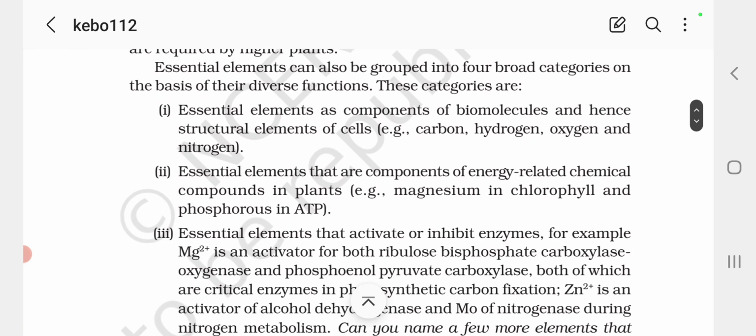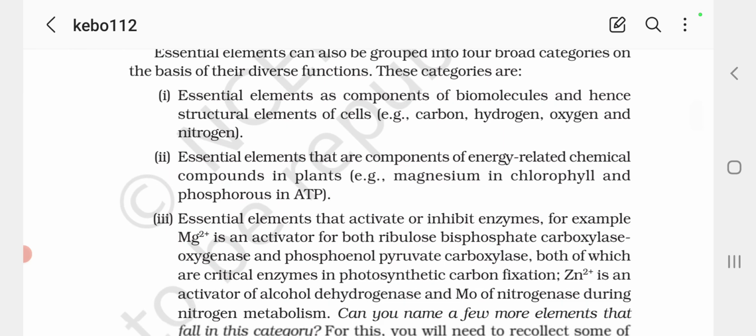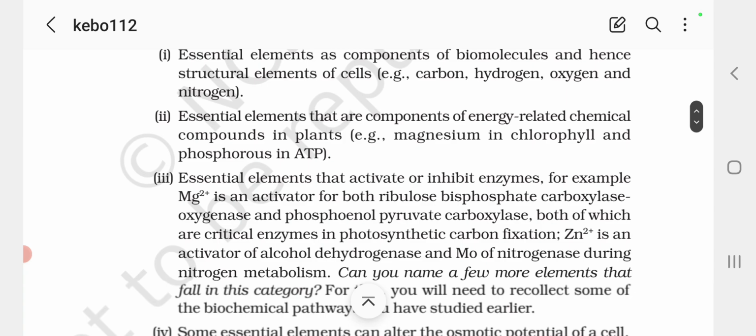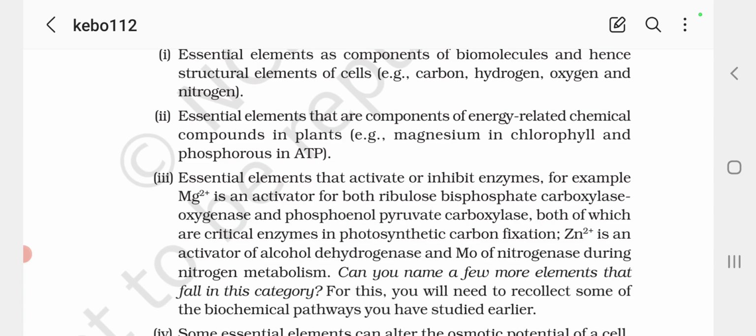Essential elements can also be grouped into four broad categories on the basis of their diverse functions. These categories are the very first, essential elements that are components of biomolecules and hence structural elements of cell, example carbon, hydrogen, oxygen and nitrogen. Second, essential elements that are components of energy related chemical compounds in plants, example magnesium in chlorophyll and phosphorus in ATP.